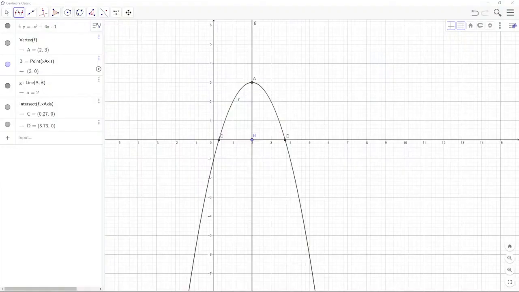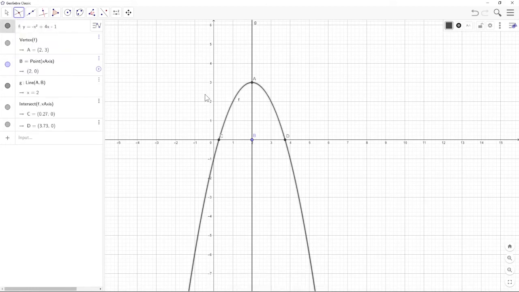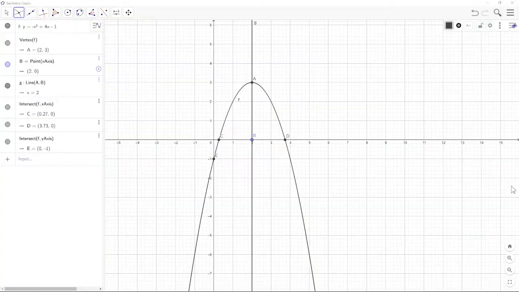So, pakita natin dito. Click this one, intersect. What's the intersection of this graph and the y-axis? Yes, 0, negative 1. So, tama. With our computation, negative 1. Okay? So, alam na natin kung paano hanapin ang properties of a quadratic function without graph. Now, let's try without the aid of our Geogebra.